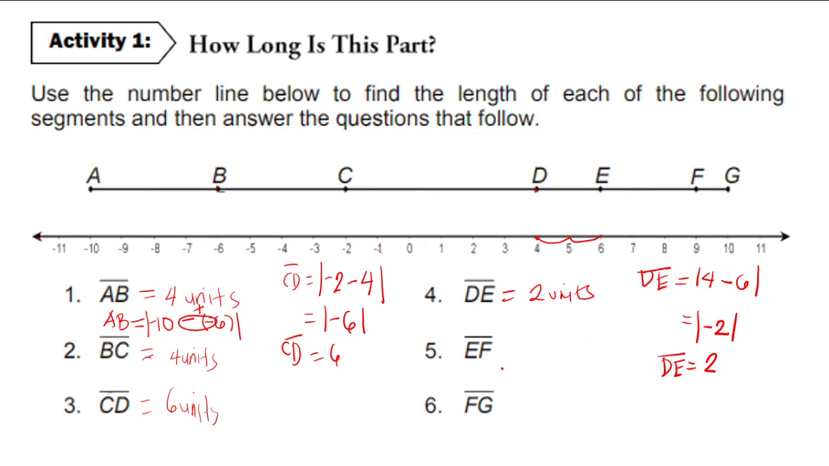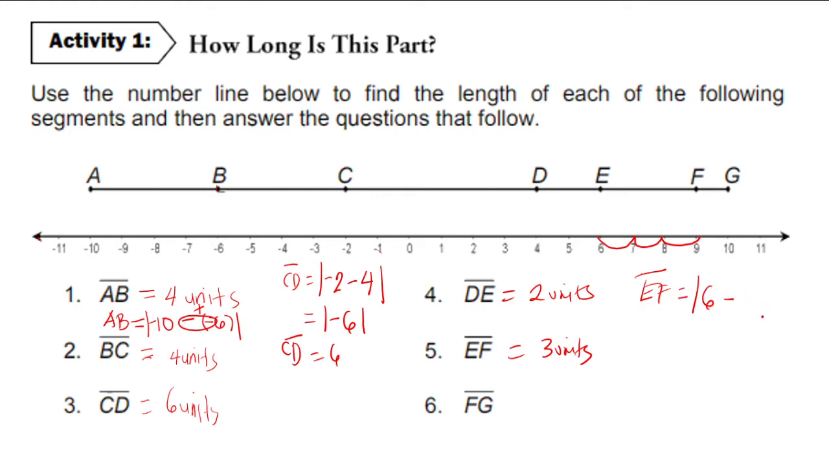Okay, next, E and F. By counting the units, 1, 2, 3, so this is 3 units. By absolute value, for EF, E is located at 6. Or should I say, yes, it is located at 6.